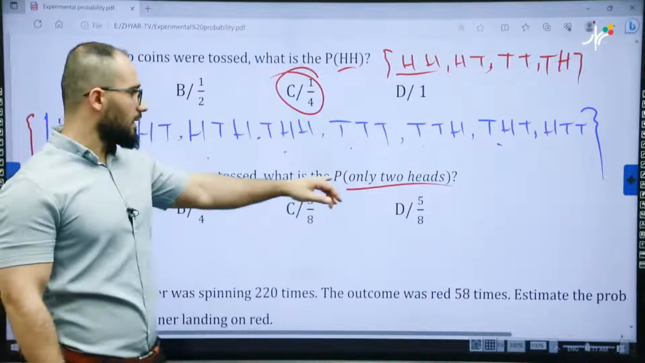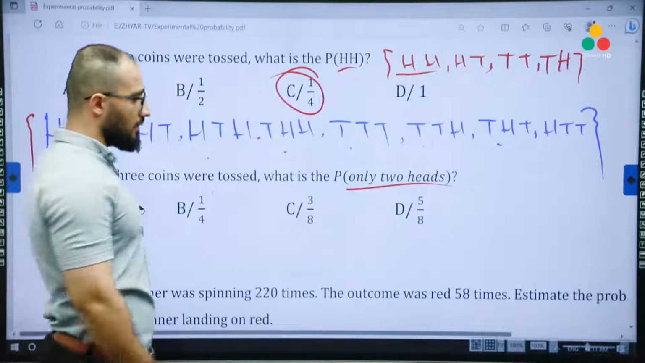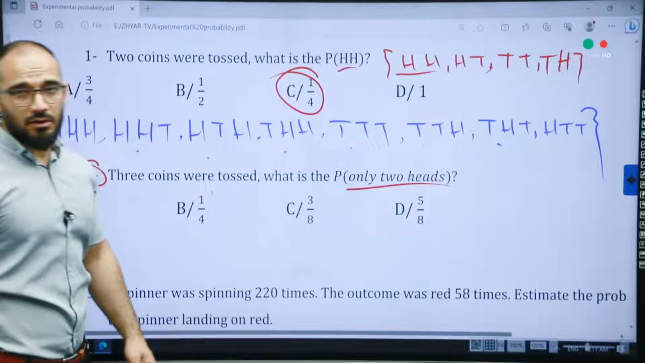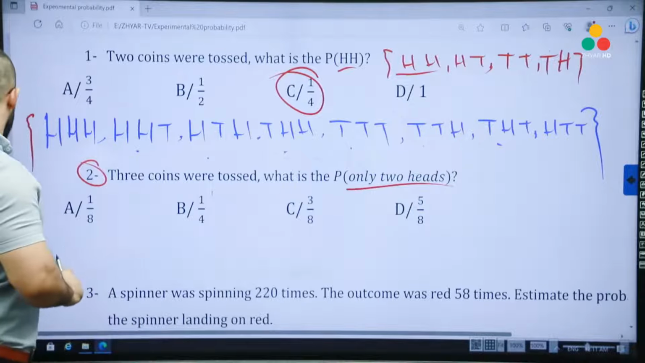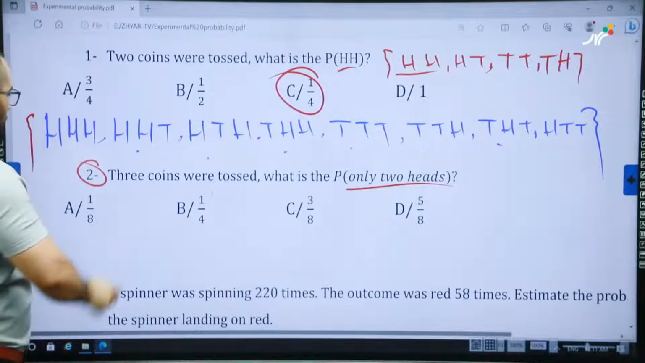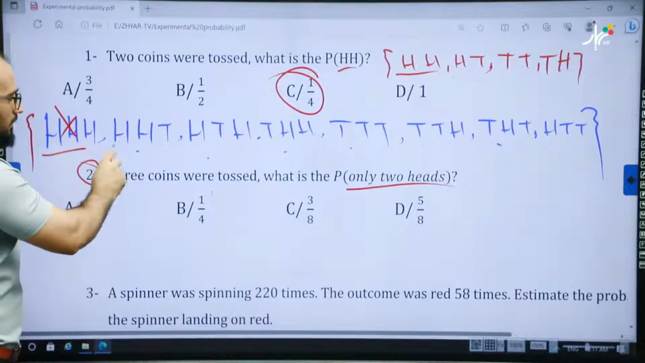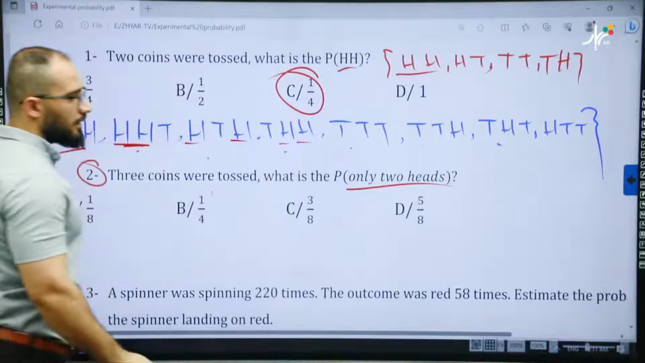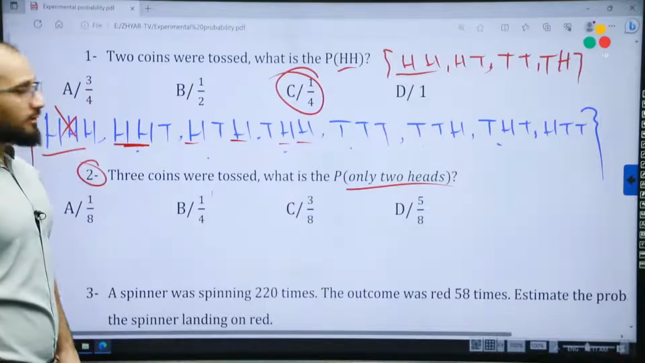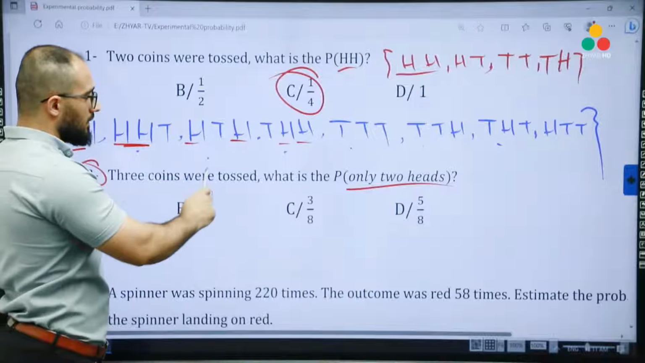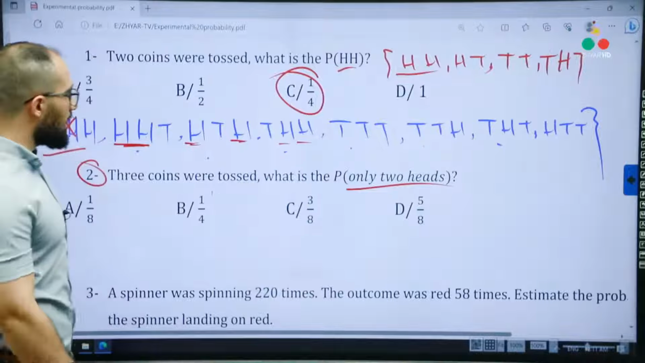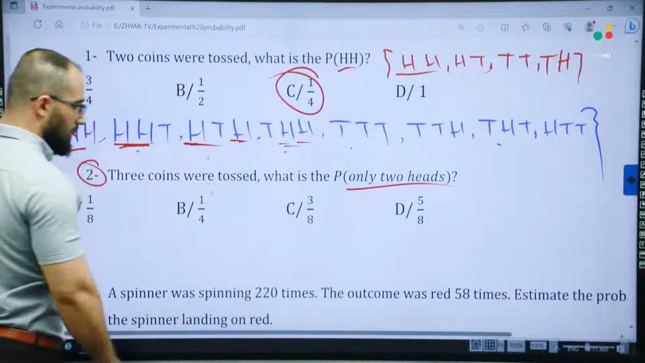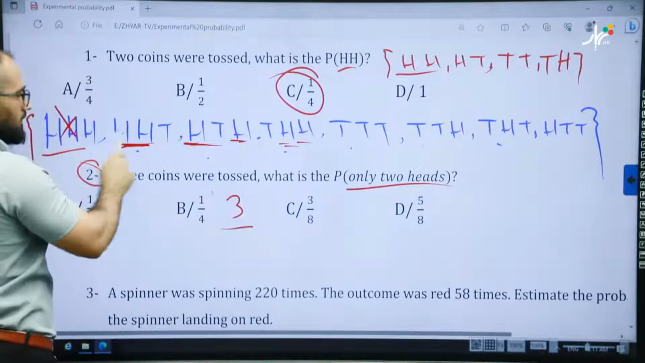Then it says P of only, not at least, only 2 heads. How many results do you have that consist of only 2 heads? Here we have 3 heads, so it's not included. 2 heads, 2 heads, and also 2 heads. So we have 3 results that consist of 2 heads only. So it is 3 over 8.